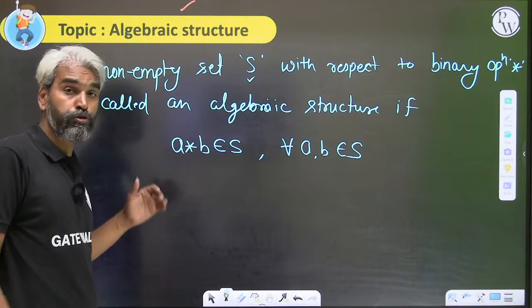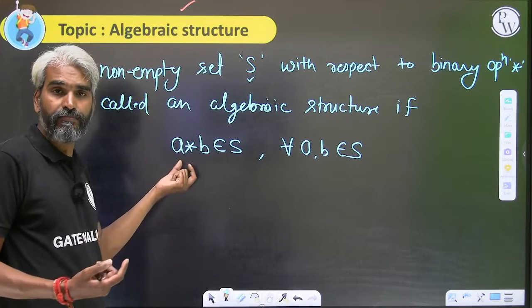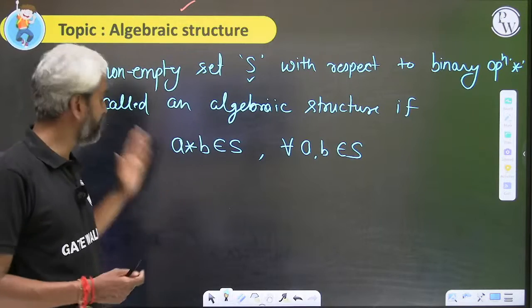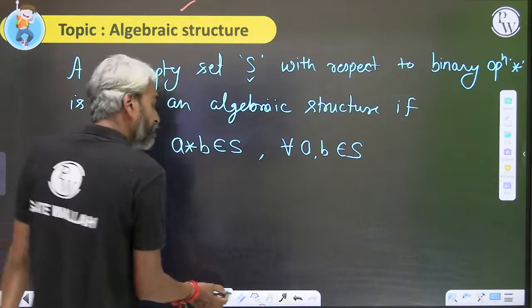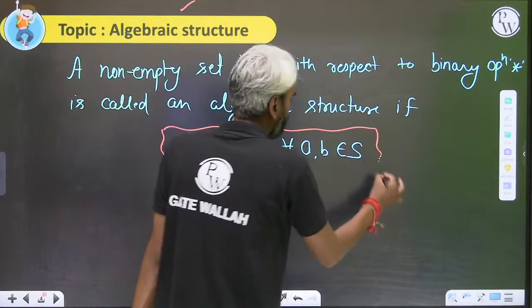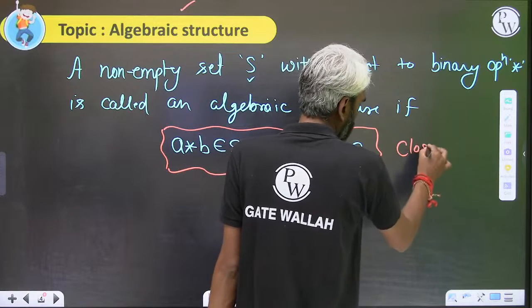That is, you should not have to include any other element in set S such that the property is not satisfied. So the idea is that the set S should be closed. Anyway, we'll take examples for each one of them. So this is called the closure property.